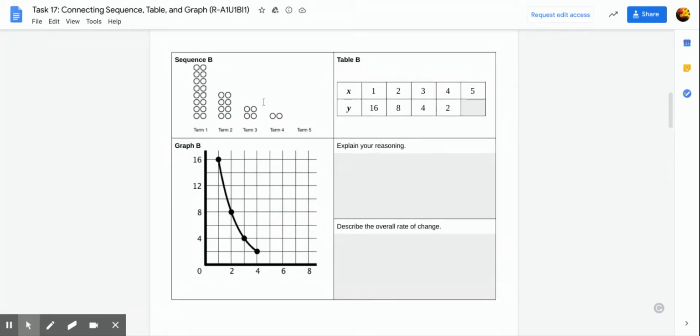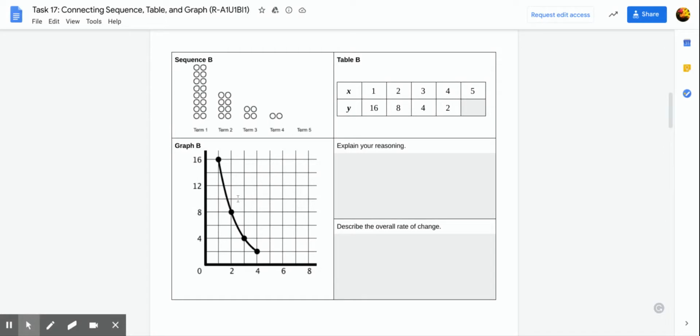Sequence B. Continue the pattern. Can you find the number of circles in term 5? Table B. Can you record, using a table, the number of circles you found for term 5? Notice that the table matches the number of circles. For term 1, there were 16 circles. For term 2, there were 8 circles, etc. So when you find the number of circles in term 5, you can put it on the chart or the table.